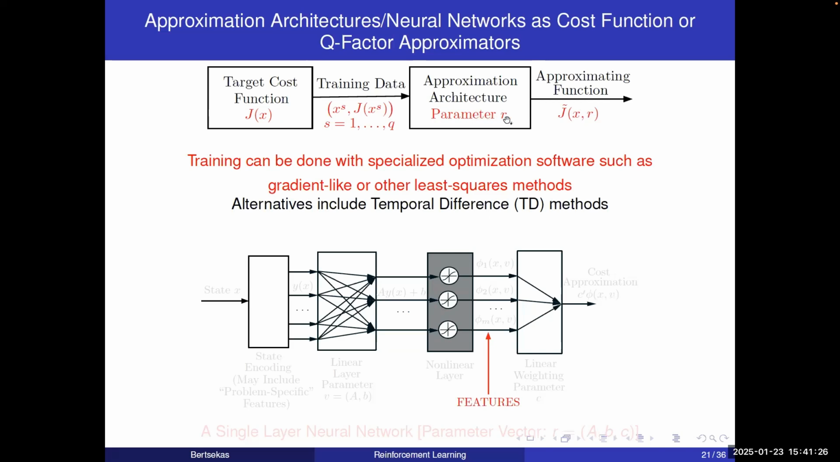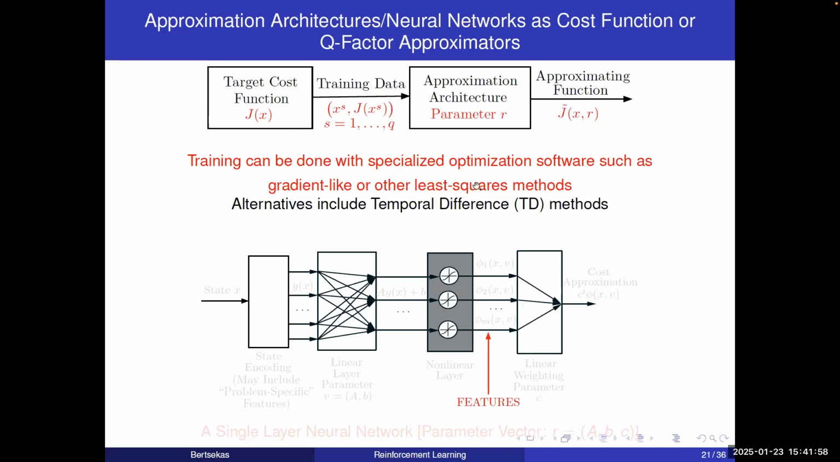This parameter may have 1 or 2 variables, or it may have 2 billion variables, okay? It's a vector that involves many components, potentially. And what we want to do is find the R for which this corresponding function approximates well the target function. So target function approximation, and adjust the parameter, tune the parameter so that this is close to that.